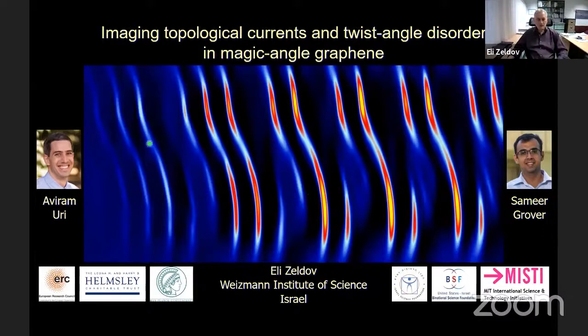So today I'll talk about imaging topological currents in graphene and twist angle disorder in magic angle graphene. The picture that you see here is an image of equilibrium currents that flow in the Landau levels in graphene as a function of position and carrier density. This imaging technique was developed recently by Viram Uri and Samir Grover, and I would like to thank our funding agencies.